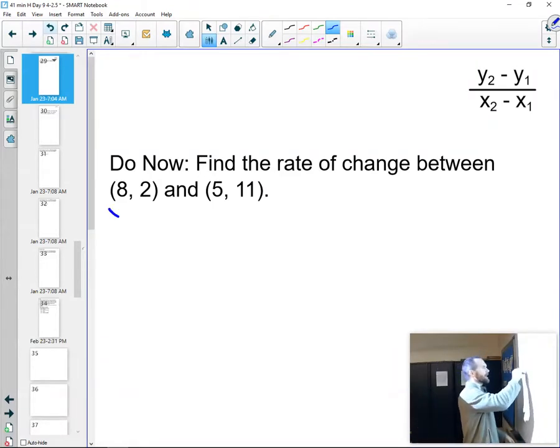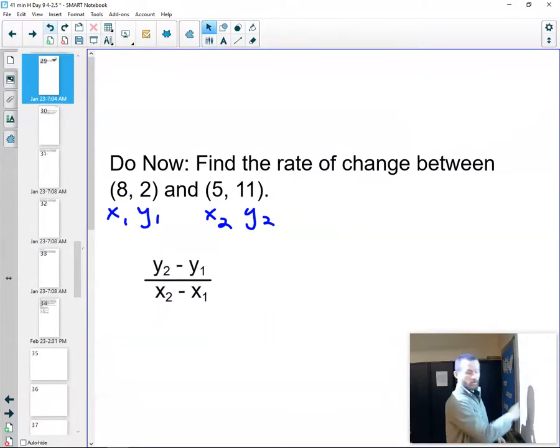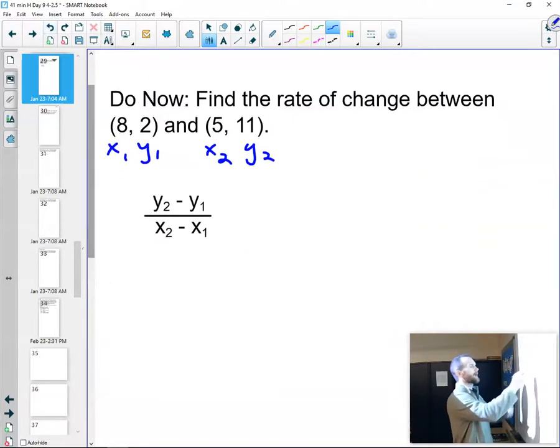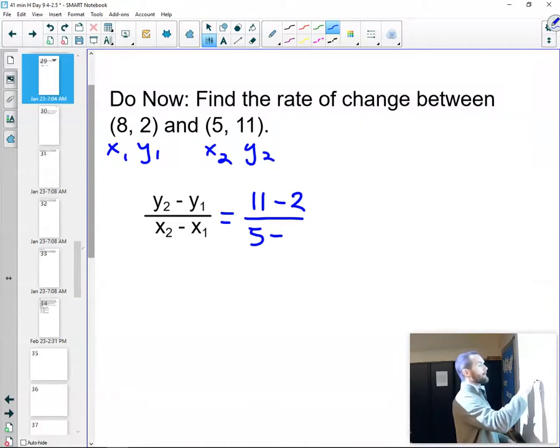So let's label this. x1 is 8, y1 is 2, x2 is 5, y2 is 11, and then we're just going to plug in to our equation. Let's see what we get. So y2 is going to be 11 minus 2, all divided by x2 is 5 minus 8.